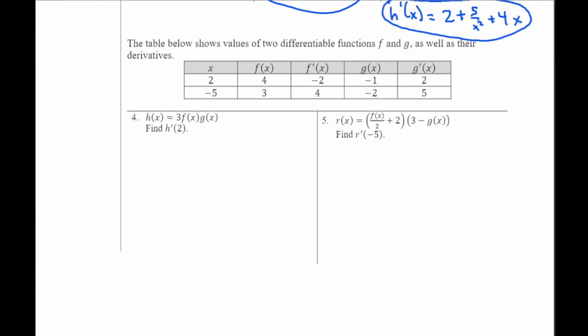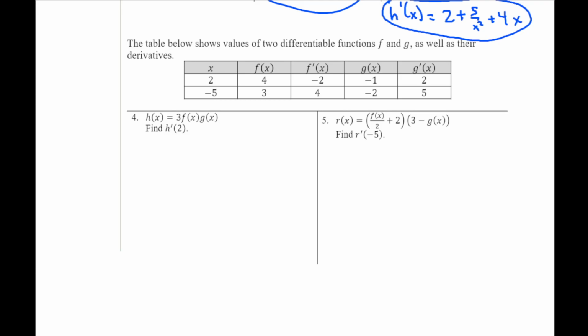All right, last couple problems here. Pretty common questions you might see on an AP exam. The table below shows values of two differentiable functions f and g as well as their derivatives. So you see a whole lot there. And this is honestly kind of confusing, but don't overthink it. Stick with this first and then it'll make more sense later.